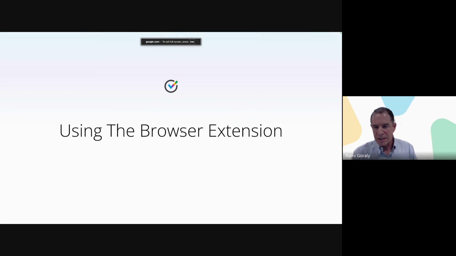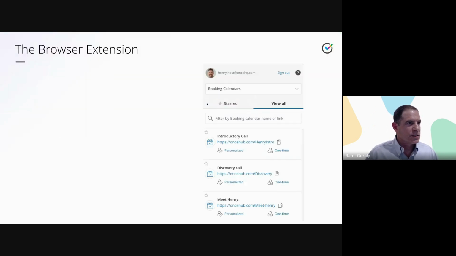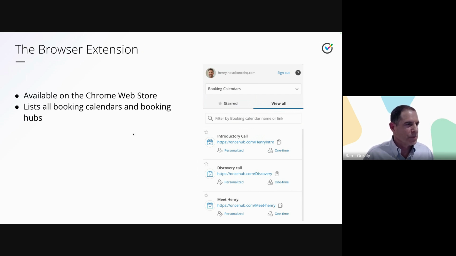Okay. Next topic is the browser extension. I see that we don't have a lot of time. I'll go through this quickly. So the browser extension, basically, as its name implies, it's a browser extension that lists all your booking calendars and booking hubs and gives you quick access to all your links and allows you to quickly personalize them and create one-time links from them. So it's available on the Chrome Web Store.